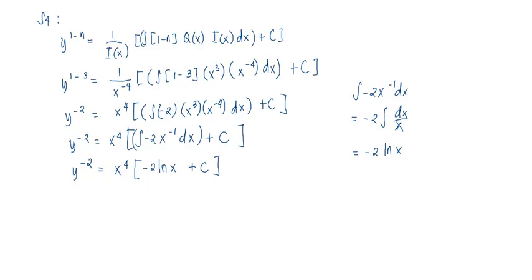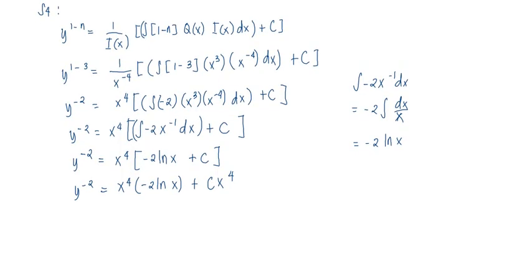And then the next thing, y raised to negative 2, and then you just distribute. So it would be now x raised to 4 times negative 2 ln x plus cx raised to 4. And then next thing that you would do is basically just simplify.